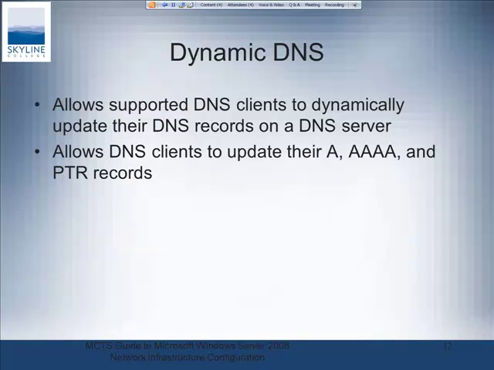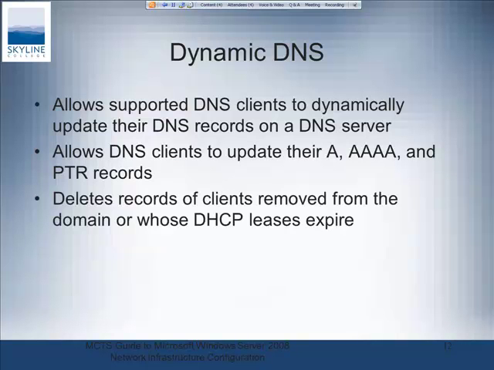To update their A and pointer records, deletes the records of the clients removed from the domain whose DHCP lease expires. And that's kind of handy, that you delete the DNS record when the lease expires, and you can configure it if you go into the advanced configurations of the zone and look at the properties that are there. Configure your Windows machines to remove the DNS listing when they log off, not necessarily when the lease expires.